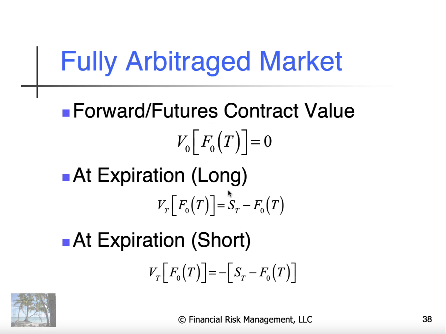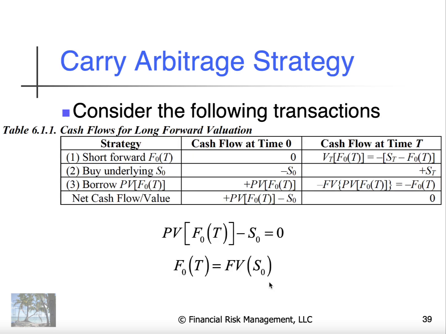For a forward contract, it's the difference between the terminal spot price minus the futures price, or the other way around for a short position. If we considered a carry arbitrage trade, suppose we go short the underlying, we go short the forward or futures contract, we buy the underlying and borrow the present value of the forward price.